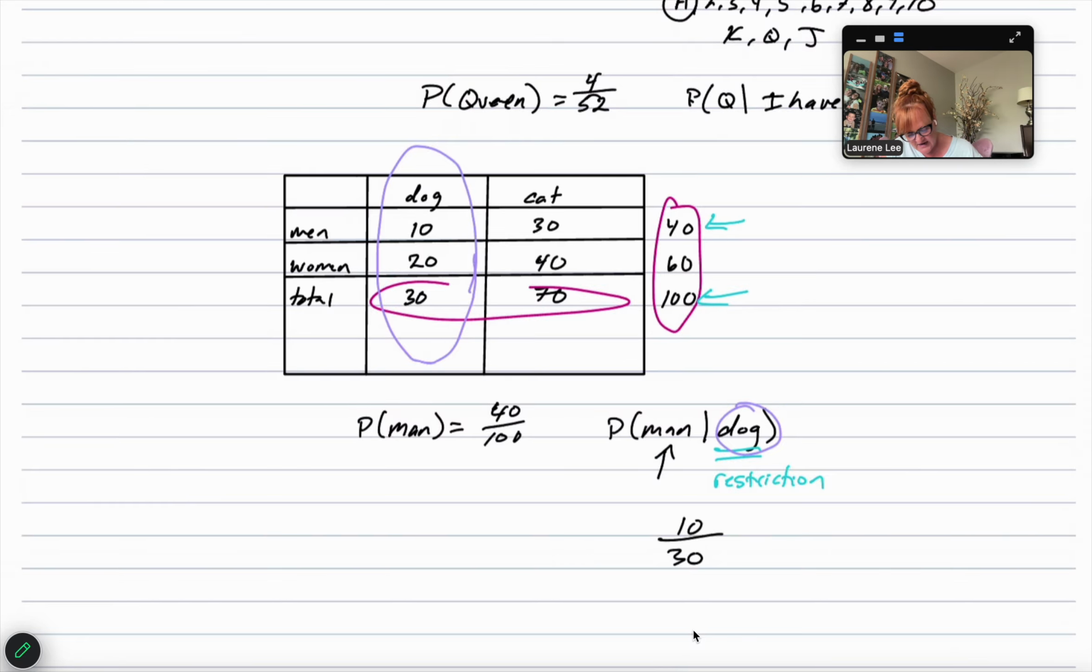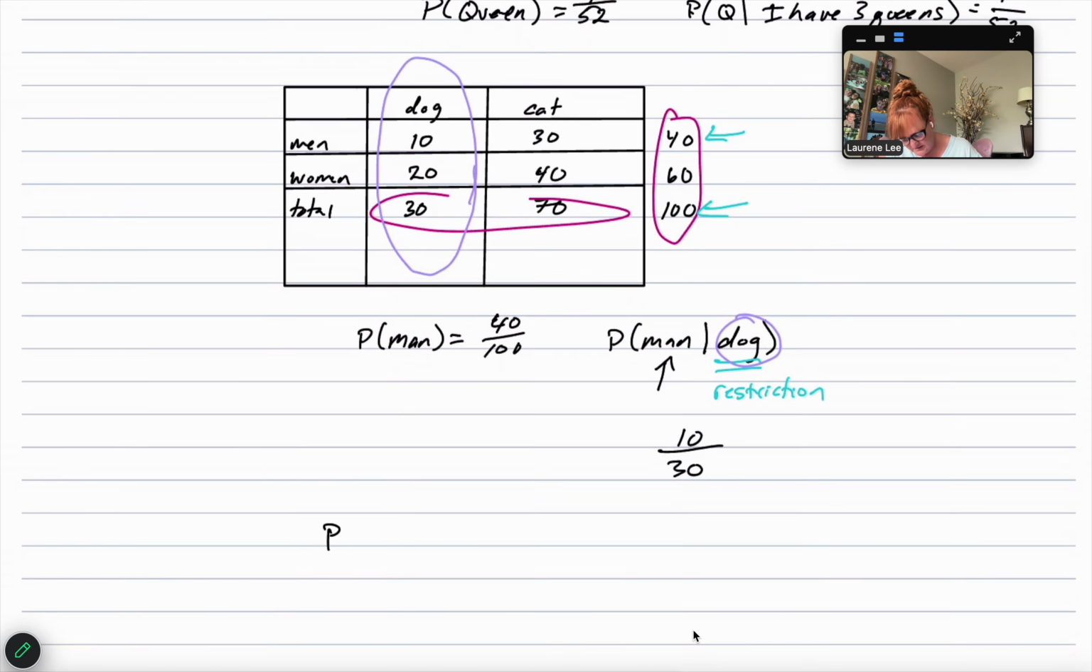Okay, similarly, I could ask you, what's the probability? Let's just do the same thing but backwards. What's the probability that I select a dog owner given that they're a man?